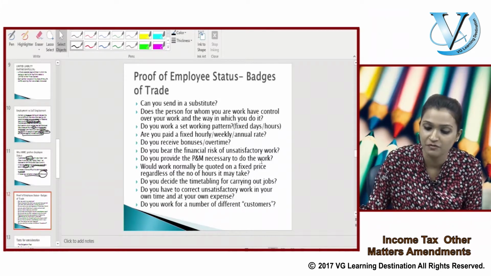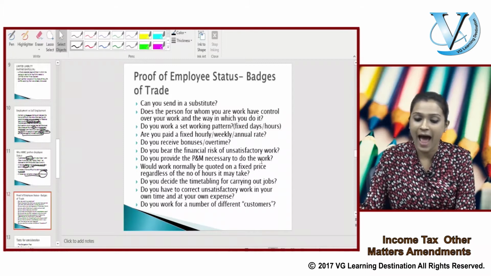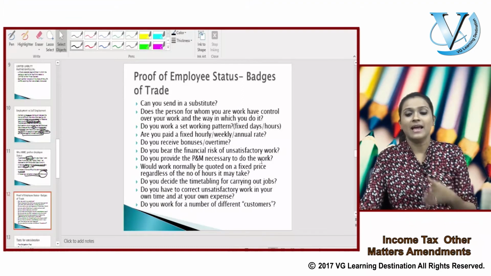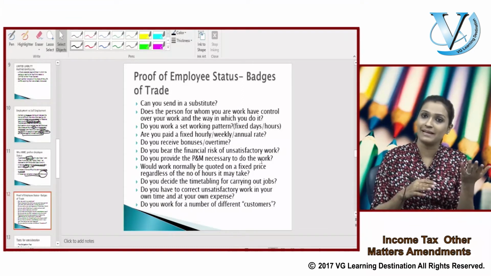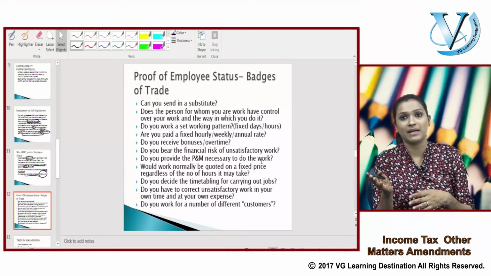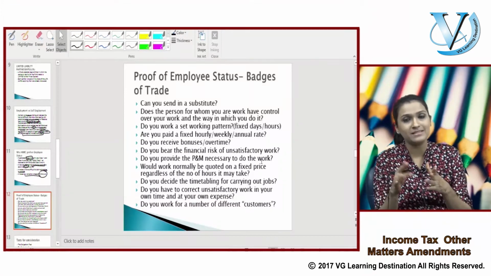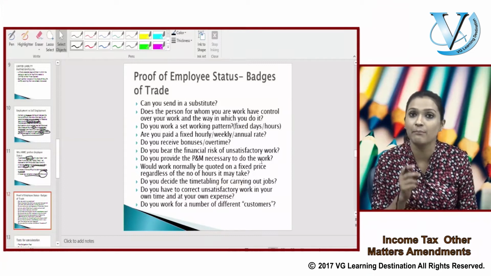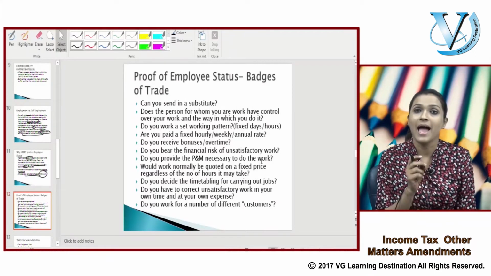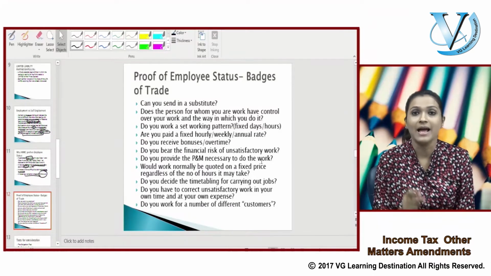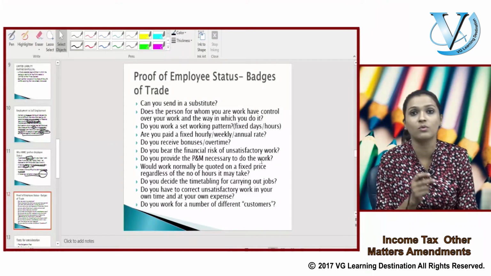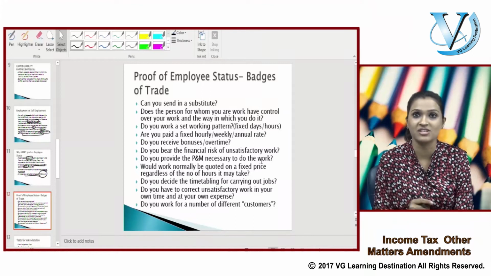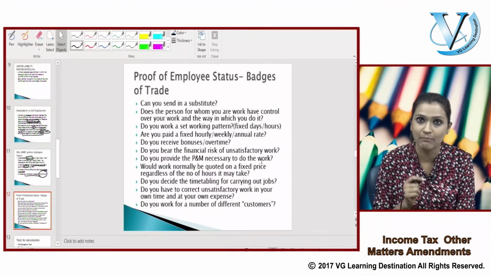Also, does the person for whom you are working have control over your work and the way in which you do it? Now, this question again is going to go both ways. It can be applicable for employment as well, and it can be applicable for self-employed as well. More or less, self-employed persons would carry out work as it suits them, as opposed to the employed. If you are employed, you need to work as your employer asks you to work, at the timing the employer asks you to work, in the style the employer asks you to work. So definitely another distinction between self-employed and employed persons.